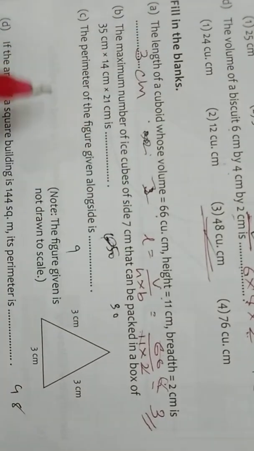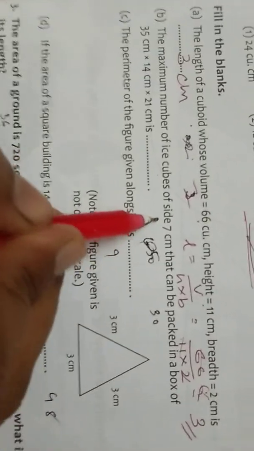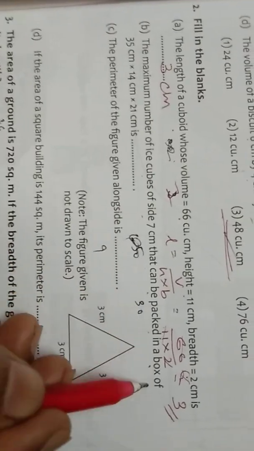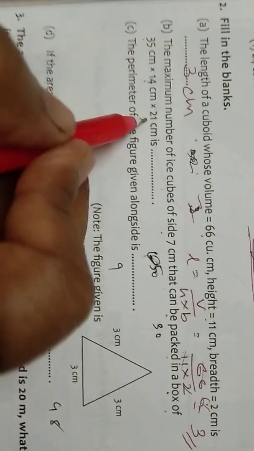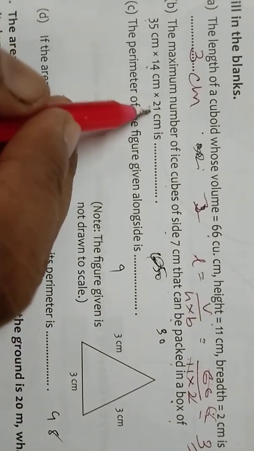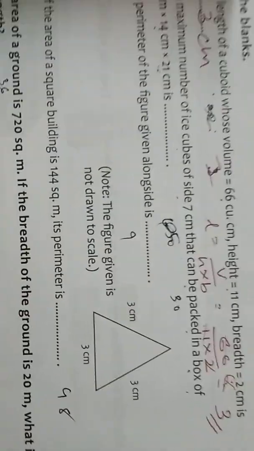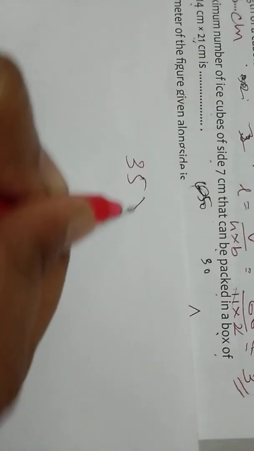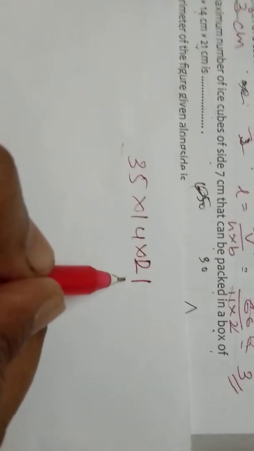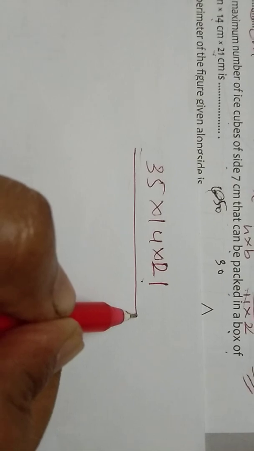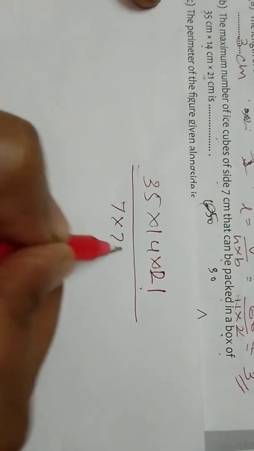The maximum number of ice cubes of size 7 centimeter that can be packed in the box of 35 centimeter into 14 centimeter into 21 centimeter. So you have to find out the number of cubes that can be packed in that box. 35 into 14 into 21 is the measurement of the box. You have to fill the box with cubes of side 7 centimeters, 7 into 7 into 7.